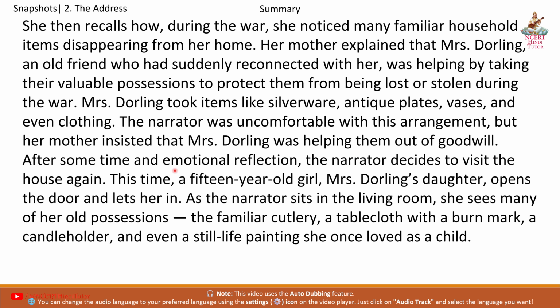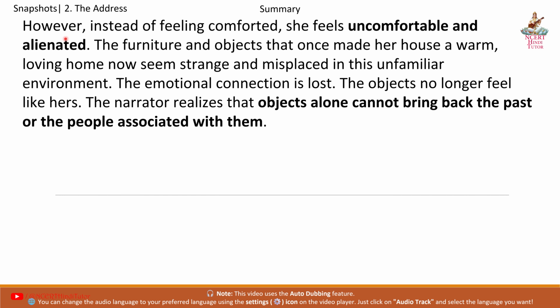After some time and emotional reflection, the narrator decides to visit the house again. This time, a 15-year-old girl, Mrs. Darling's daughter, opens the door and lets her in. As the narrator sits in the living room, she sees many of her old possessions: the familiar cutlery, a tablecloth with a burn mark, a candle holder, and even a still life painting she once loved as a child. However, instead of feeling comforted, she feels uncomfortable and alienated.